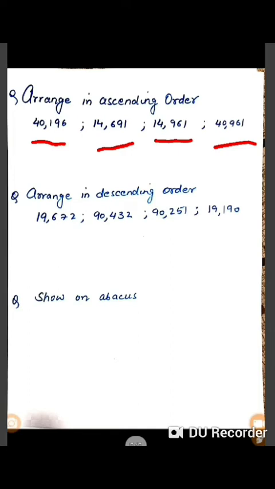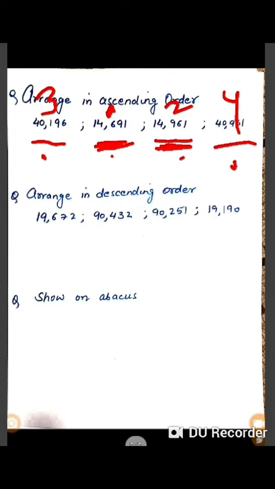Now, the smallest number will be among these two, either 14,691 or 14,961. Children, on the hundreds place, I have 6 over here and over here I have 9. So, 6 is smaller, so this will be my first number. This will be my second number. Now, out of these two 40,000 terms, I'll take the number which is smaller. I have 196 over here, which is smaller. So, this is my third number and this is my fourth number. So, we can write these numbers in ascending order.